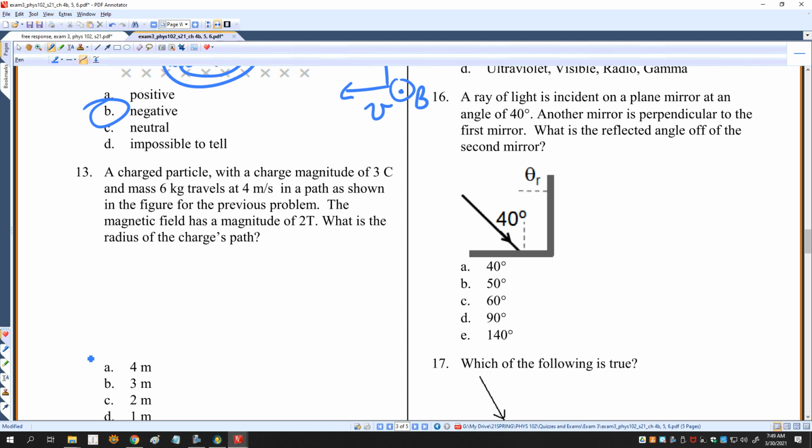A charged particle with a charge magnitude of 3 coulombs and 6 kilograms mass travels at 4 meters per second, as shown in the figure for the previous problem.